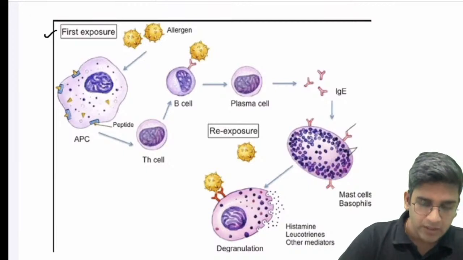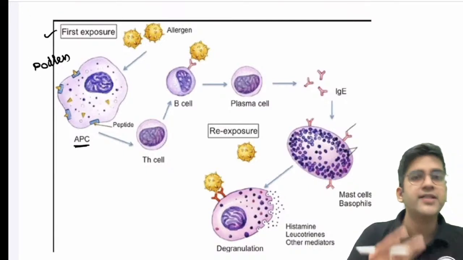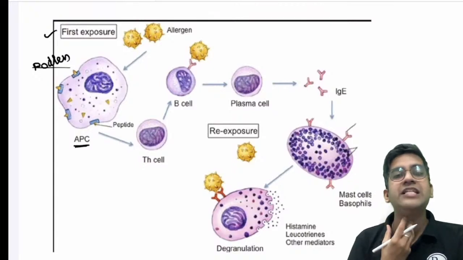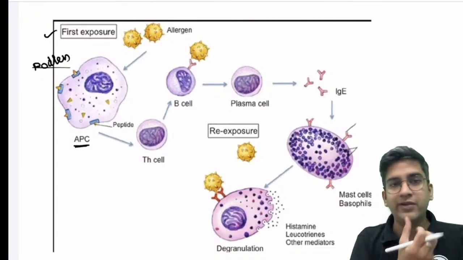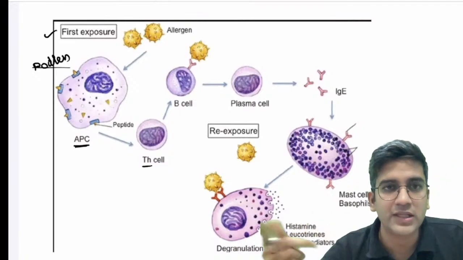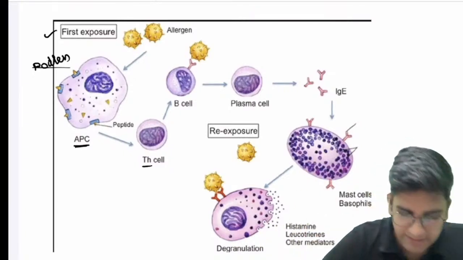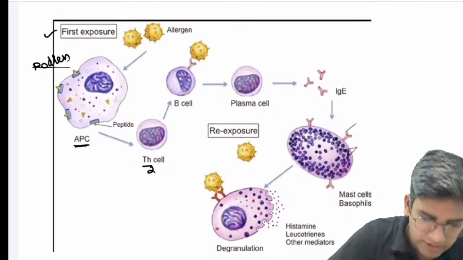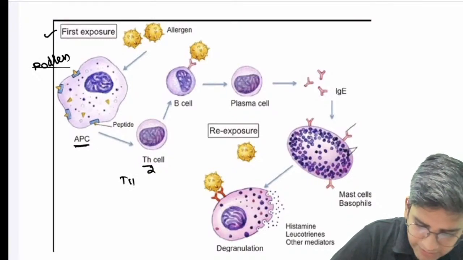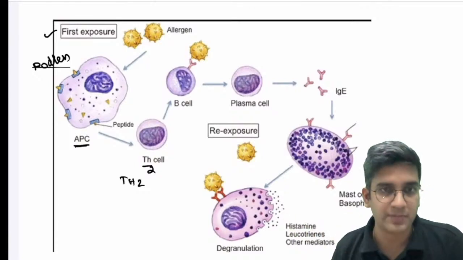First exposure, the most common exposure is pollen grains, right? So pollen grains go to my respiratory tree. Antigen presenting cells, the dendritic cells of the respiratory tree, will take them and give it to my T cell, which makes a TH, which one? TH1, 2 or 17. Type 1, it's a TH2 response, right? That TH2 response will push my B cell to produce plasma cells.